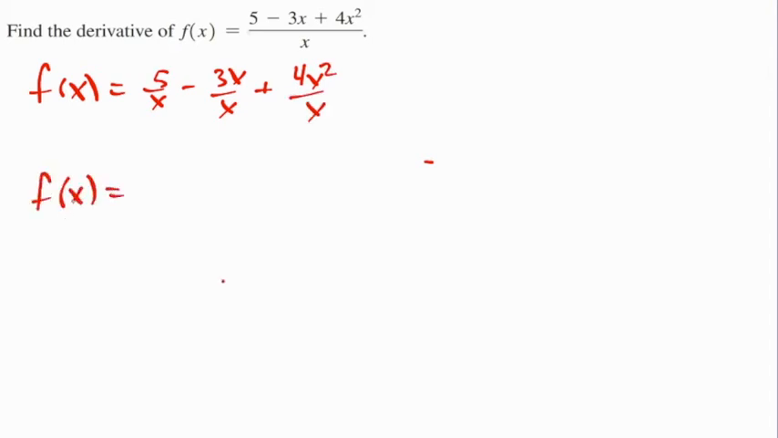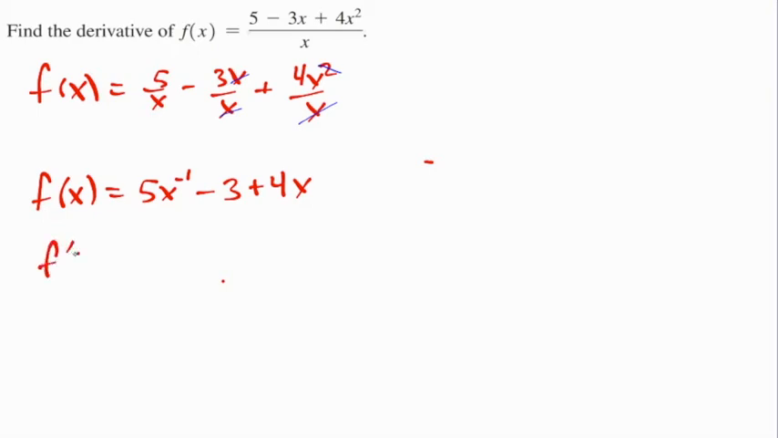So we will begin by rewriting f of x as 5 over x minus 3x over x plus 4x squared over x. And now I can rewrite this again, saying that it's 5x to the negative 1 for the first term, so I can use the power rule. For the second term, I see that the x's cancel out, so I can write it simply as negative 3. And for the third term, I see the denominator x cancels with the numerator x, leaving just 4x.